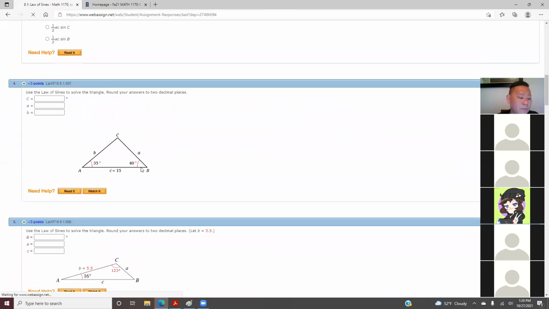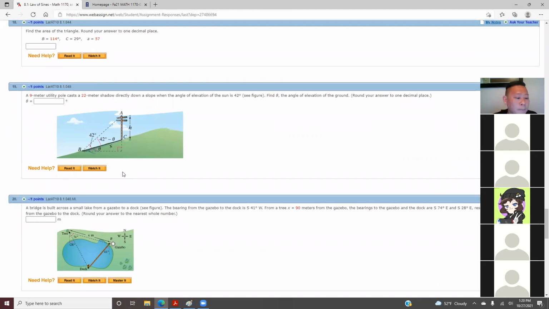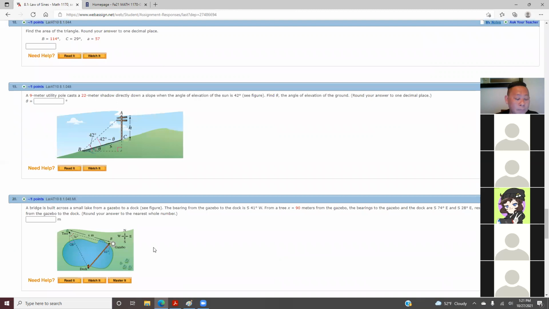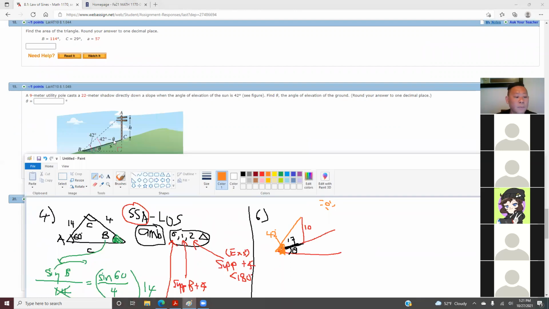Usually the picture is drawn for you. There you go. Oh, the whole thing is 42. Sorry, this whole thing is 42. Something was wrong with the picture. So the sun here, this whole thing is 42, and you need to find theta in this case. It looks something like this.